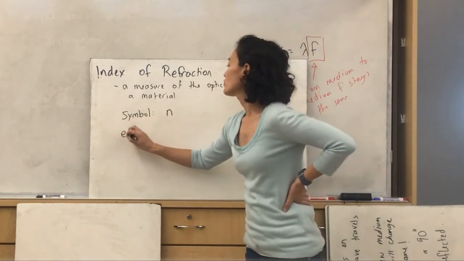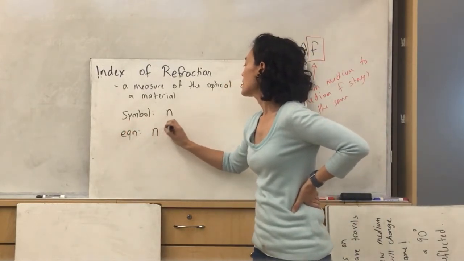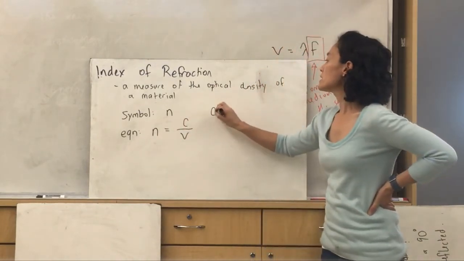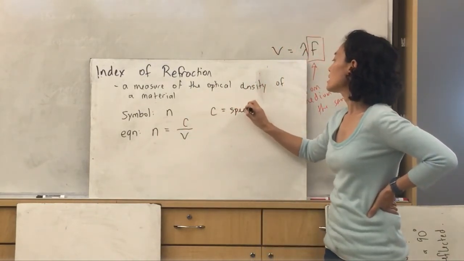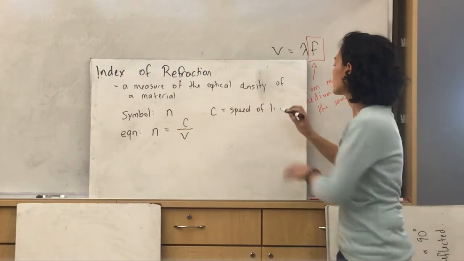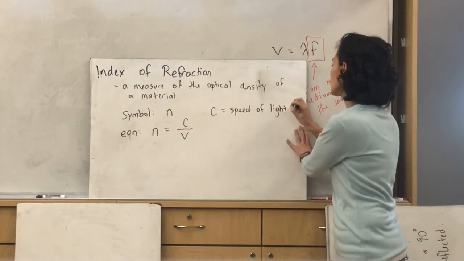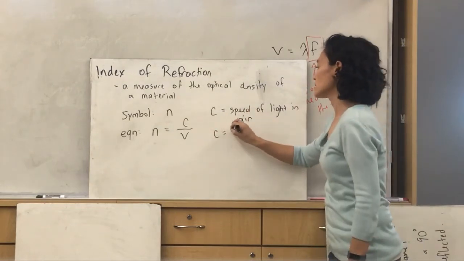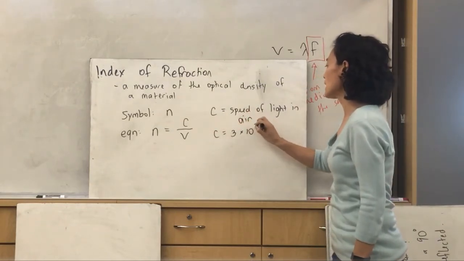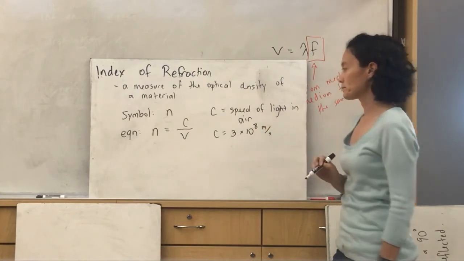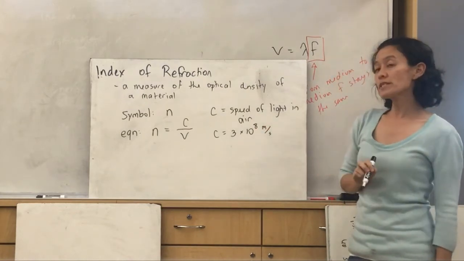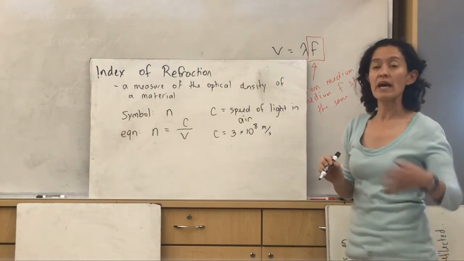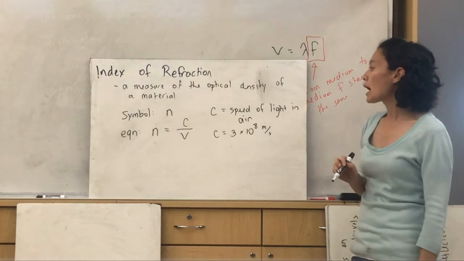The equation for it is that n is equal to c over v, where c is the speed of light in air. Very fast. It is 3 times 10 to the 8th meters per second. So this is how we could determine the change in the speed of a light wave as it goes into different mediums.